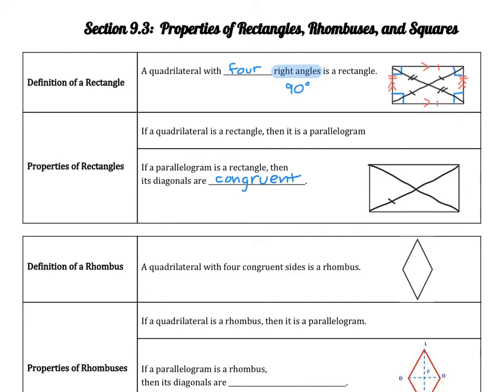So if they're congruent, that means that all 4 of these are equal, because the entire diagonal is equal, so their halves are also equal. So again, this is a property that is new for rectangles, and does not work for parallelograms. Okay, so this is a new property for rectangles.